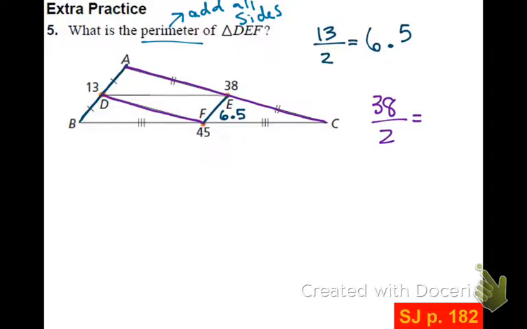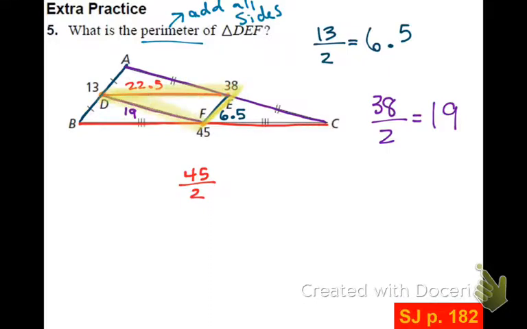And that should be 19. So that means that FD is 19. And then our last side, BC, ooh, that's terrible. Not much better, but it is going to be in relation or parallel to DE. So we'll take 45 and divide it by 2, which is 22.5. So now we want to find the perimeter of DEF.